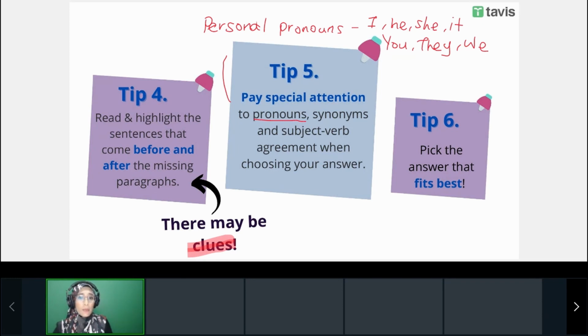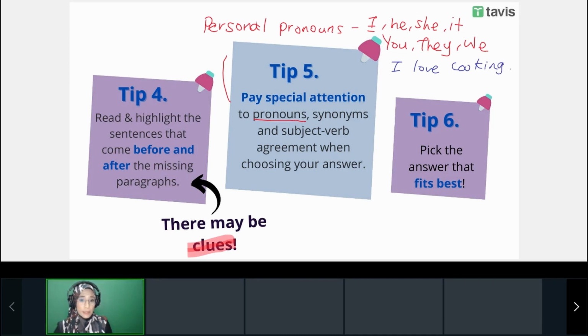And these can be called subjects in your sentences. Why are they called subjects? Because you always use them at the beginning of a sentence. Like, for example, I love cooking. I is the subject. This is a simple sentence. I love cooking. Let me just write that down. I love cooking.